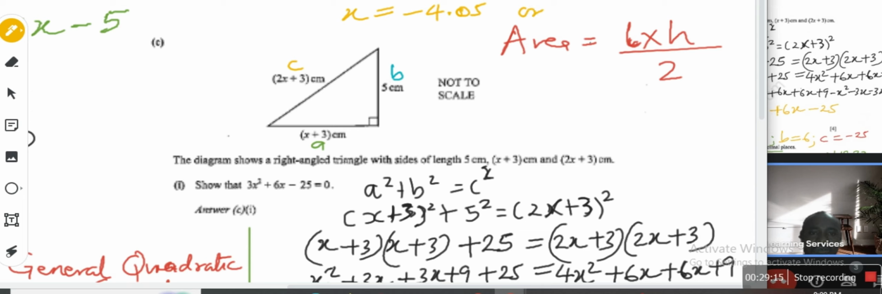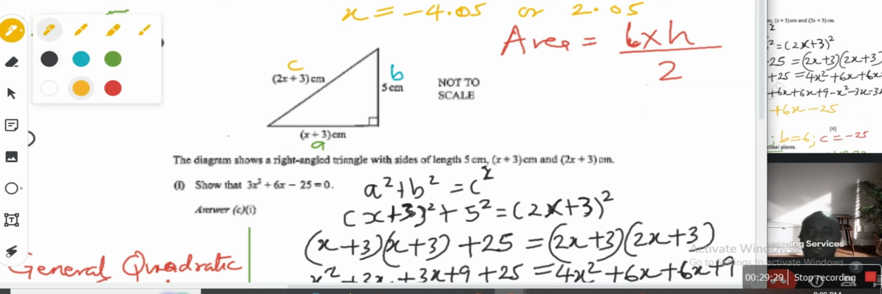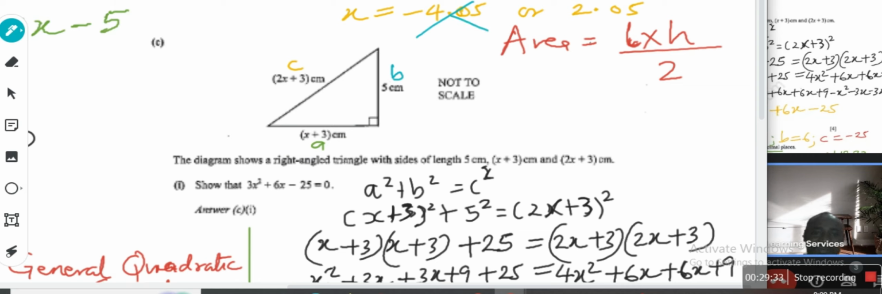or 2.05. And x can't be negative because if you substitute this minus, you'll be getting a negative value here, and we can't have a negative length. That's why this one is ruled out. I've ruled out this one. This is the one we use.